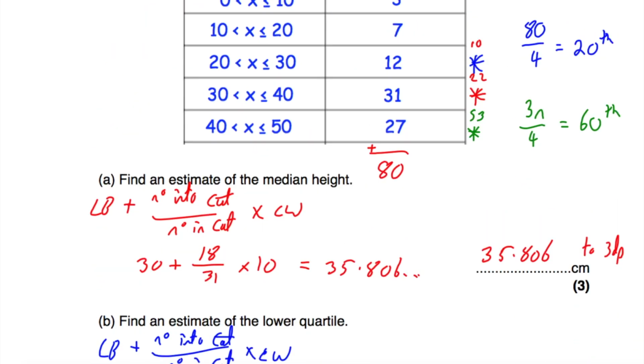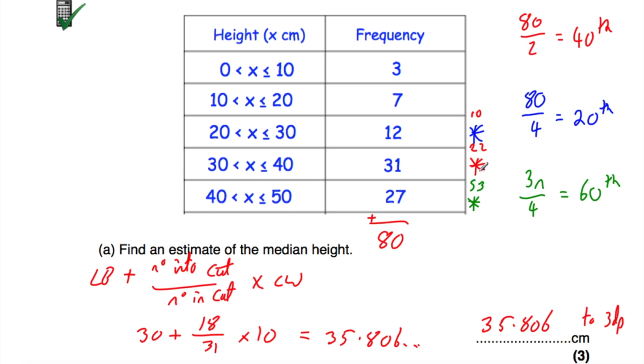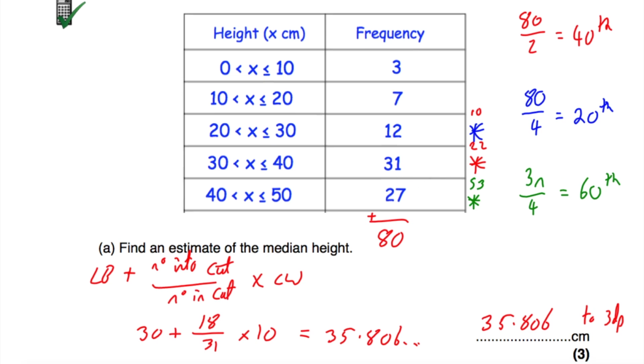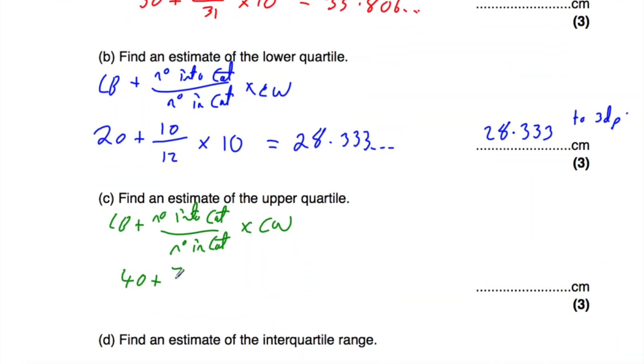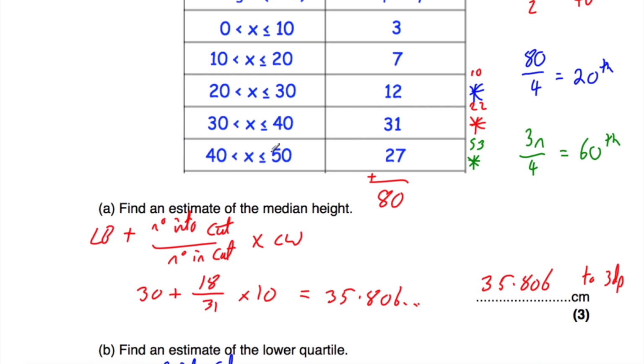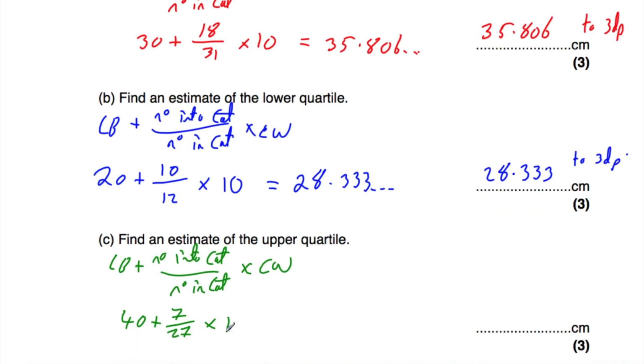So let's have a look at this, the number into category. So we've got to 53, we want to get to the 60th one, so we need to go another 7. So it's going to be 7 into that category over the 27 in that category. So it's going to be 7 27ths into that category, times the class width. And if we go up here, the class width here is 10. 50 take away 40 is 10, so that's 10 wide. So then times by 10.